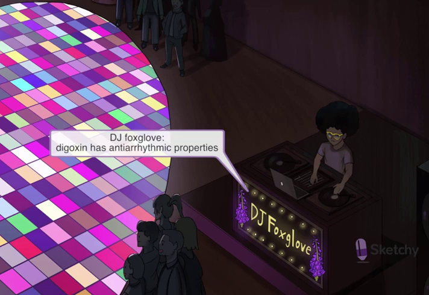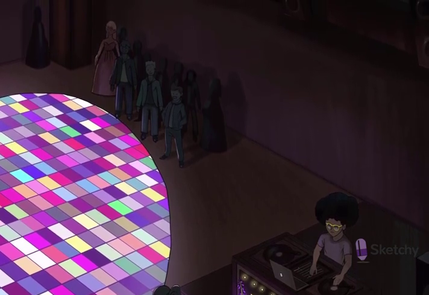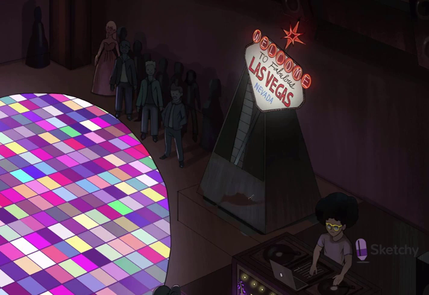Remember that digoxin is one of those drugs with positive inotropic effects used in heart failure. Well, it's not just heart failure that inspires DJ Foxglove to drop a sick beat. Remember that rhythm-inducing record he was spinning at the high school dance? It's our recurring theme for agents that can be used as antiarrhythmics, foreshadowing the epic dance party that's about to unfold tonight. Now, this isn't your grandma's high school dance.